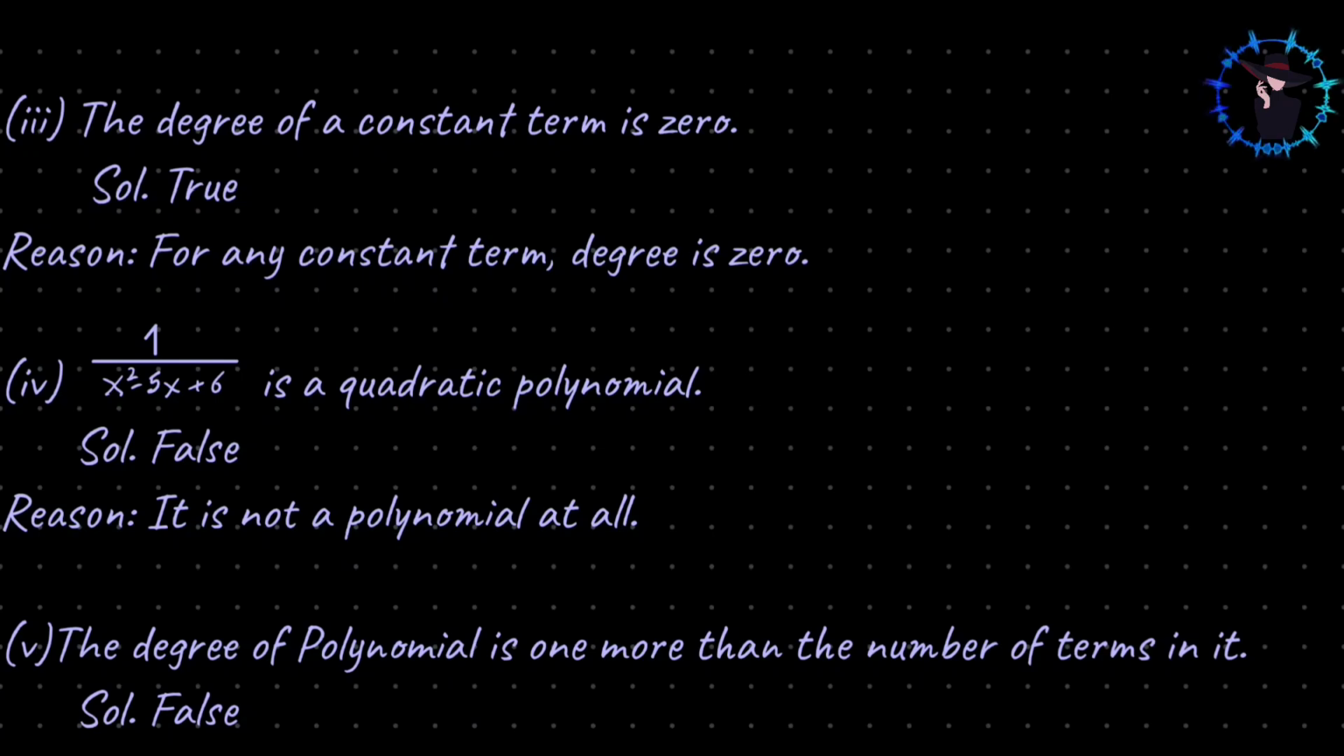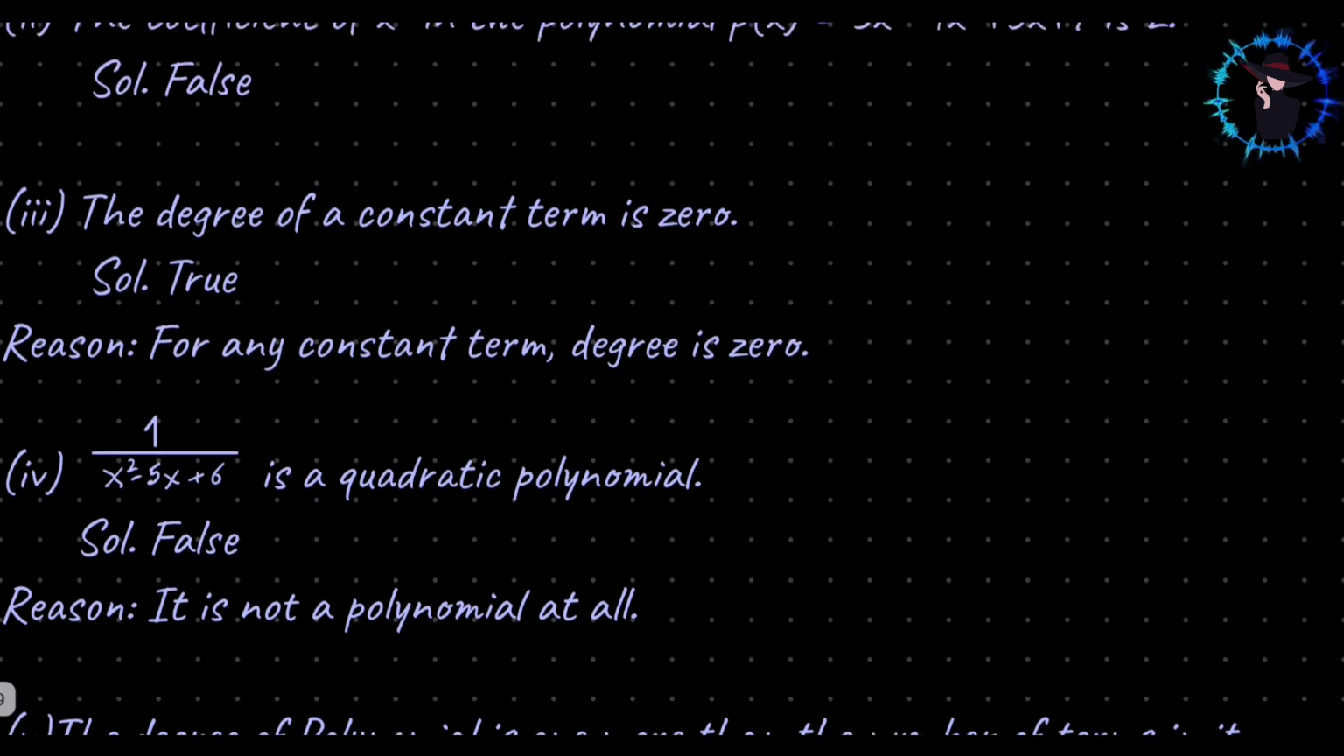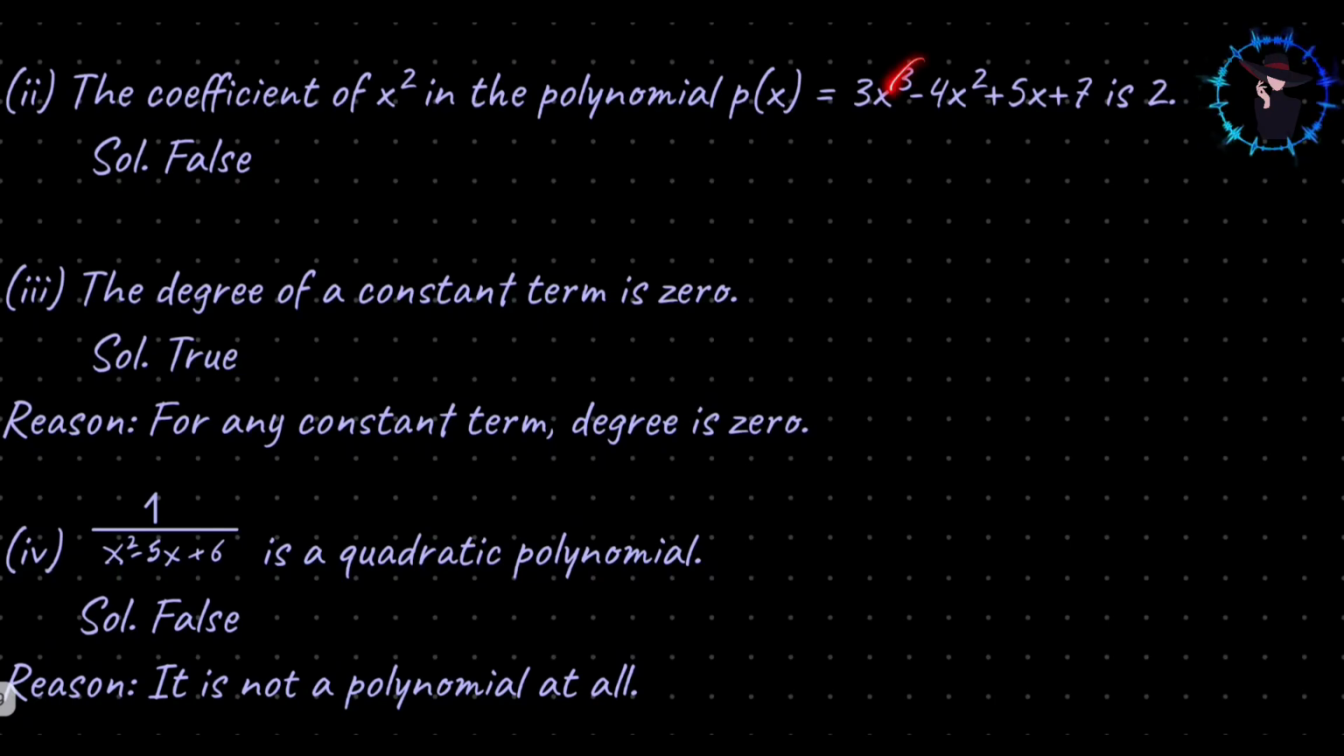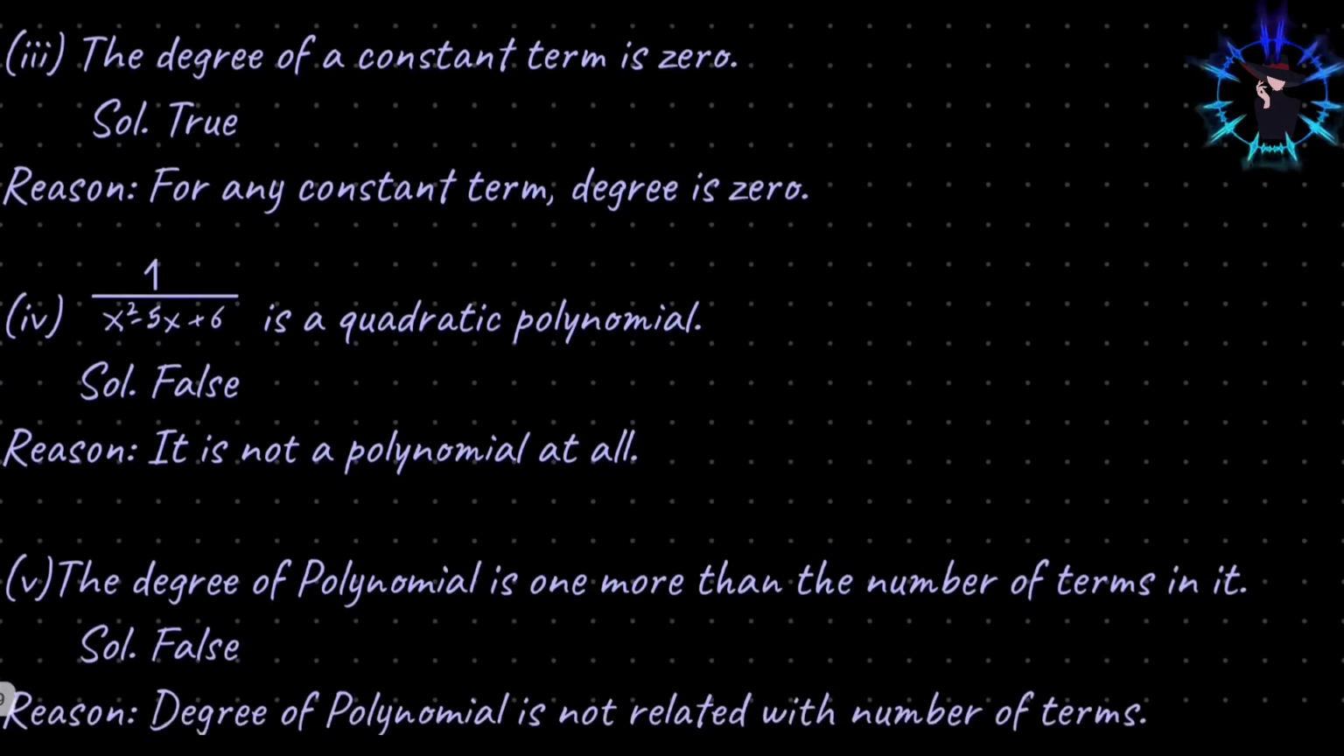Fifth one, the degree of a polynomial is 1 more than the number of terms in it. Well, the degree of a polynomial is nothing related to the number of terms. So it is false because degree is the highest power value. It has no relation with the number of terms. That is the reason we have.